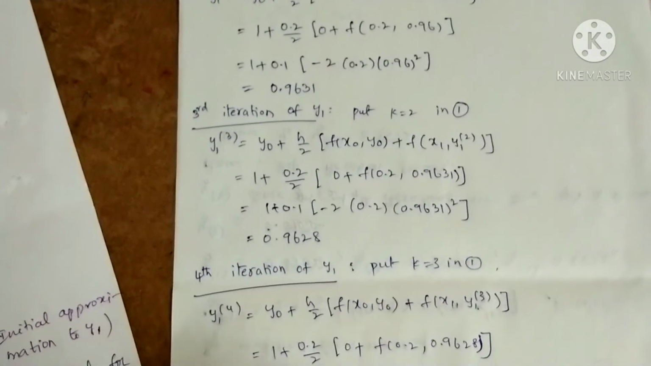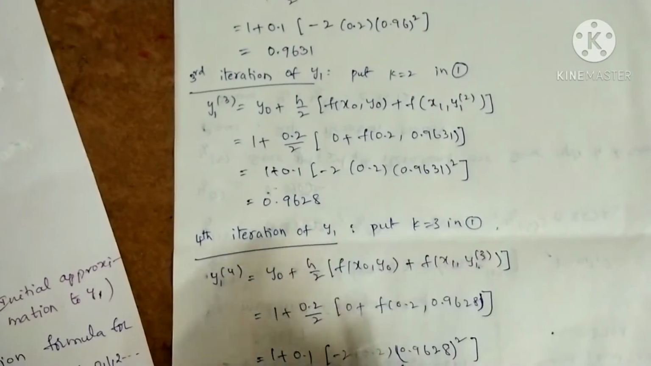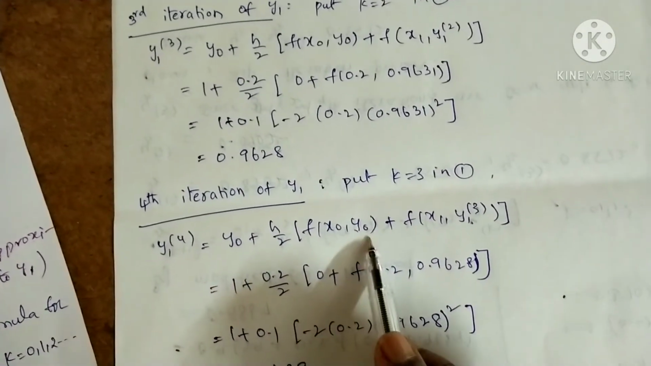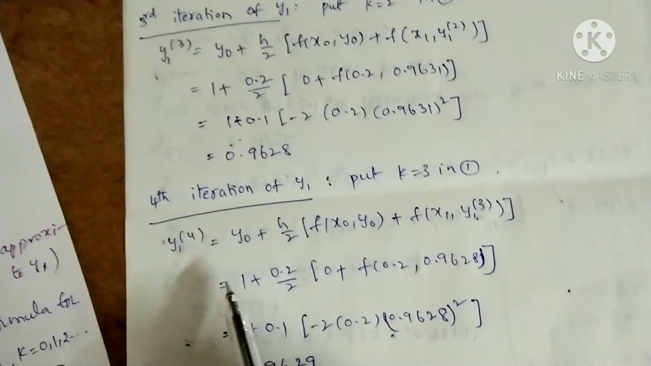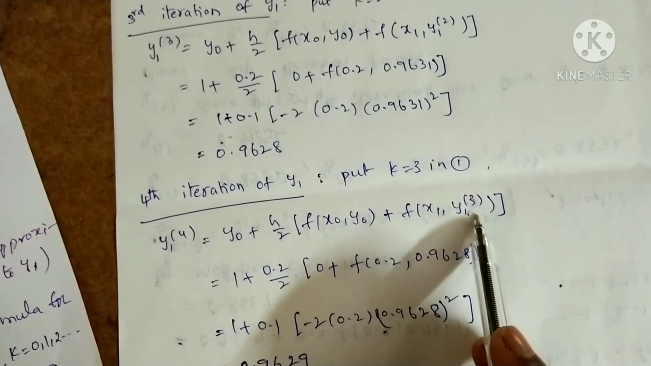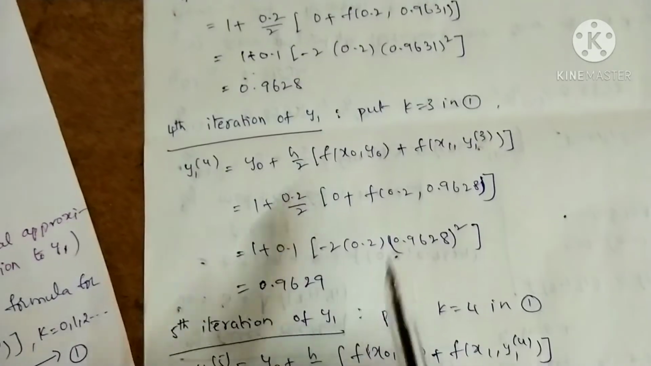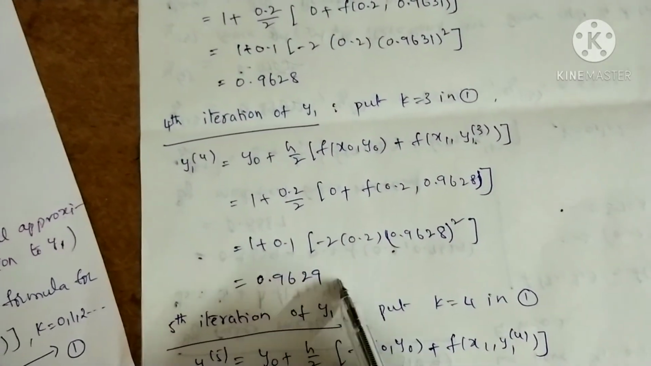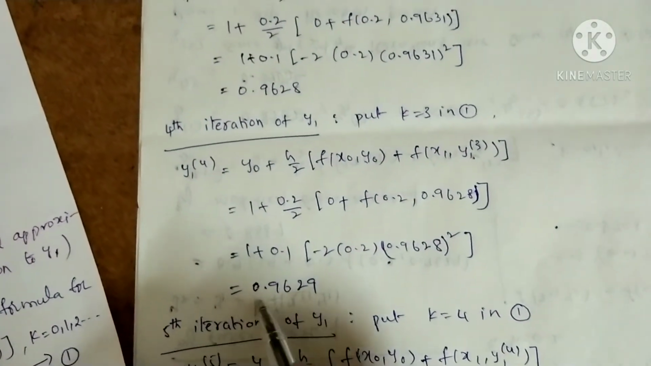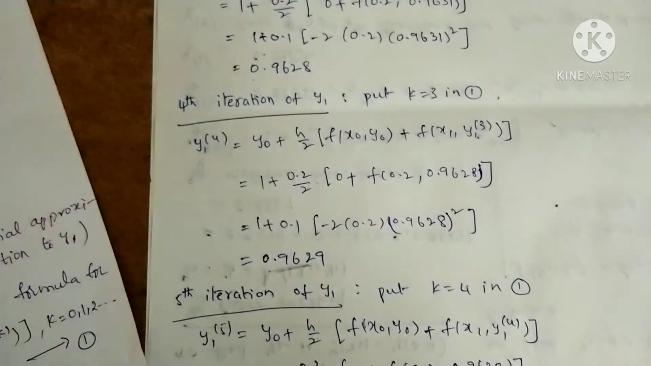Still we have to improve the accuracy, so let us go to the fourth iteration for y1, for which we will put k equal to 3 in our general formula. Then we get y1^(4) equals y0 plus h by 2 into f of x0, y0 plus f of x1, y1^(3), which is 1 plus 0.2 by 2 into 0 plus f of 0.2 comma 0.9628. By using f of x comma y equal to minus 2x y square, we simplify this value as 0.9629. Compare this with the previous iteration. There is 3 decimal place accuracy. 0.962 is the same, but still we need to improve the iteration.